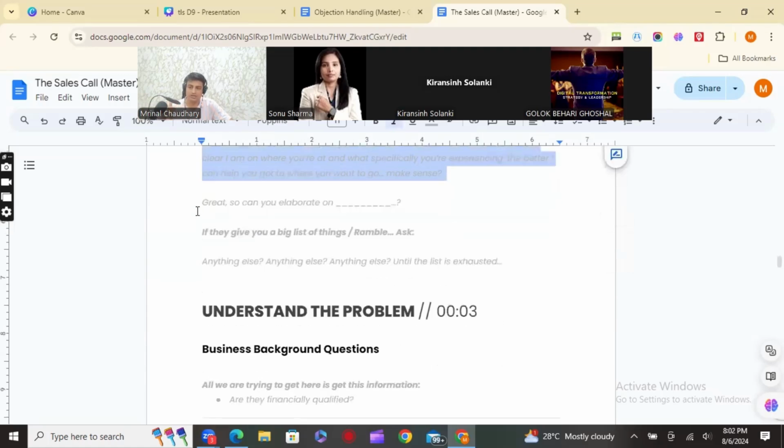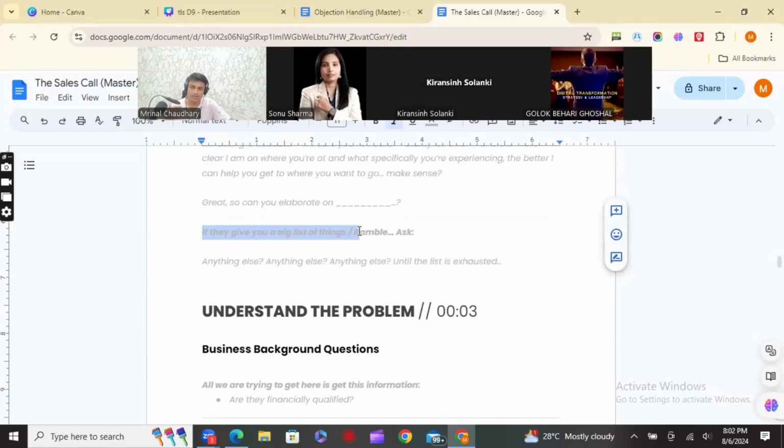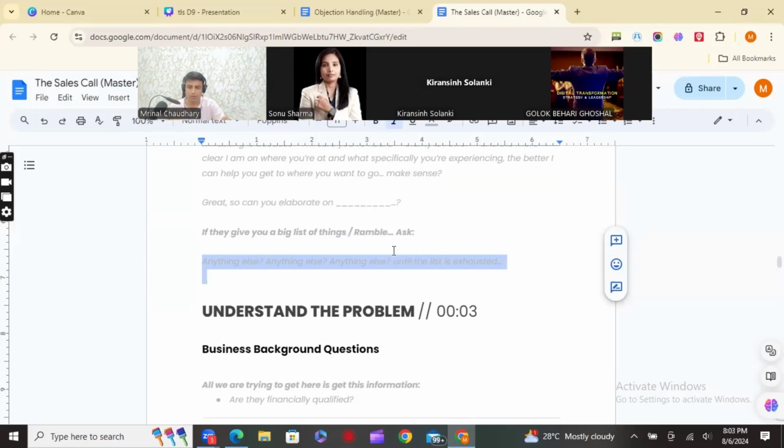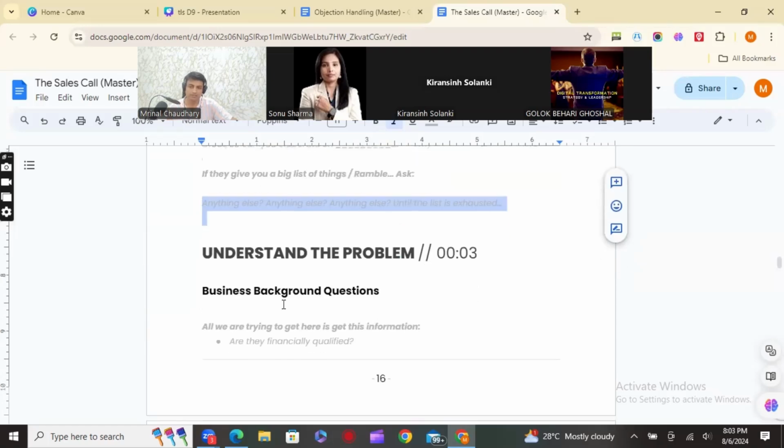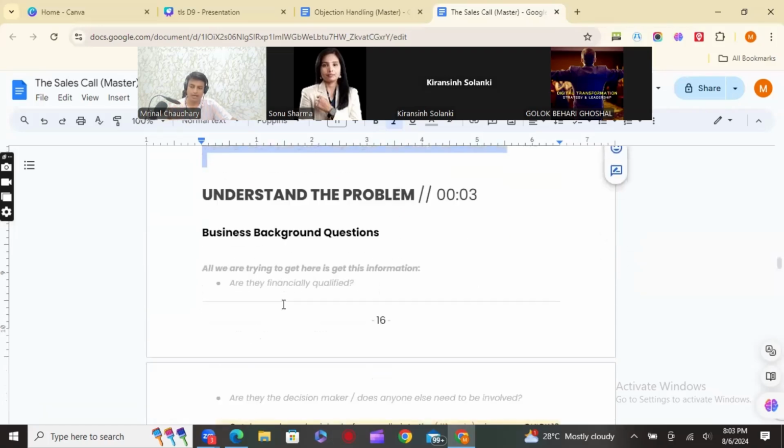So great. Can we elaborate on this? You have to go deeper into that. Can we elaborate on this? If they give you a big list of things, then ask anything else. You have to keep noting down, and you have to note everything. Keep your pen and paper ready, and note everything. Understand their problems. Okay. Business background questions.